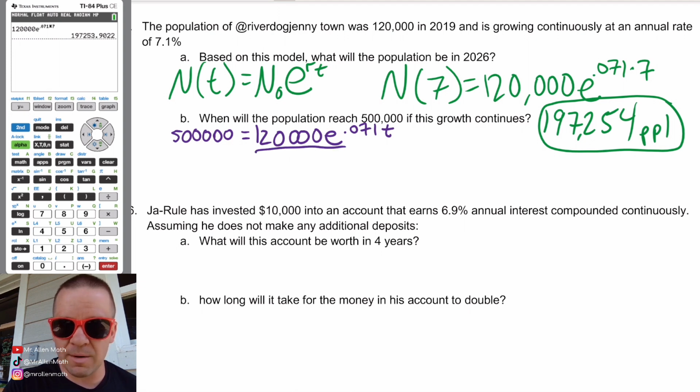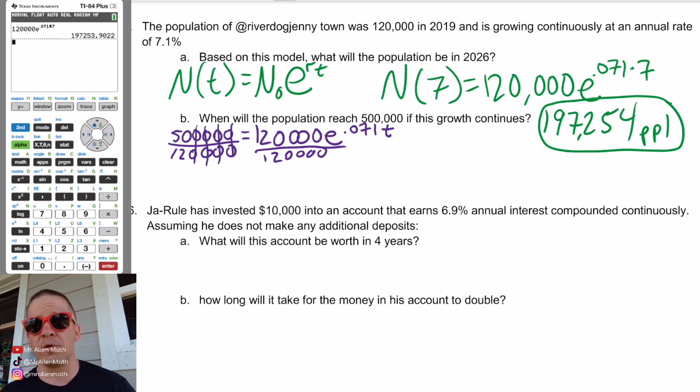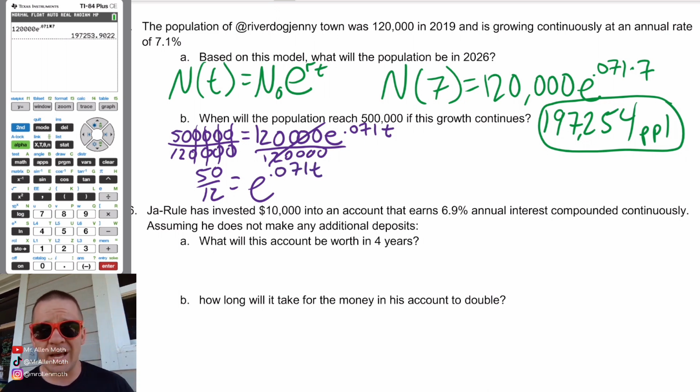All right, so I'm going to divide by that 120,000 to start on both sides. I can cancel all these wonderful zeros, leaving me with 50 over 12. I don't even care about simplifying it. I could, but I'm not going to worry about it. Because I'm going to be throwing a lot of this into the calculator, no sense in simplifying something and making some kind of silly error, right?